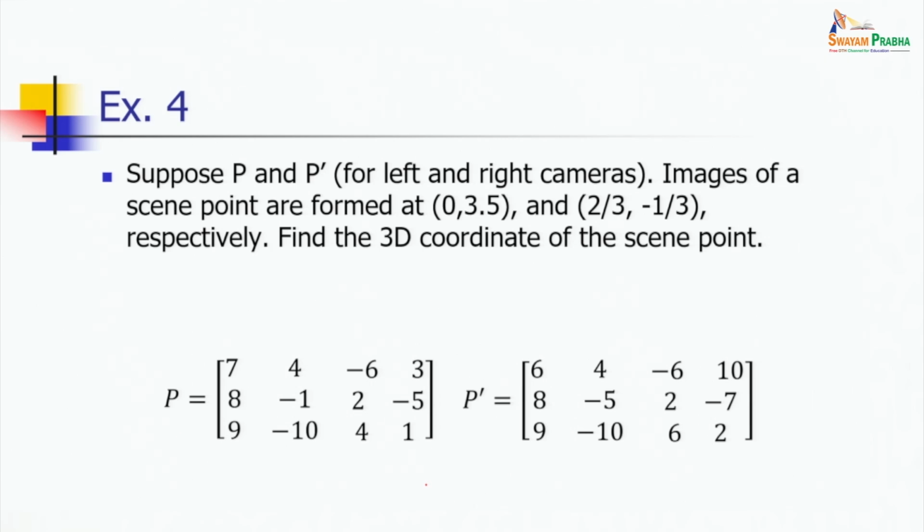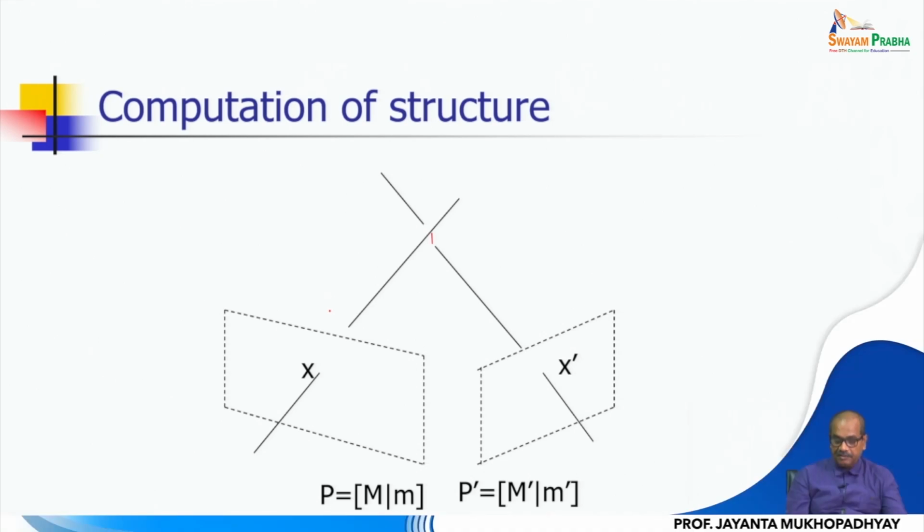Now I have given P and P prime instead of the fundamental matrix. Suppose we can estimate P and P prime, and I give you two corresponding image points, one at 0, 3.5, another at 2/3, minus 1/3. Find the 3D coordinate. We know what we have to do: project back using the back projection method, get those projection rays and compute the intersection. So this is what we discussed.